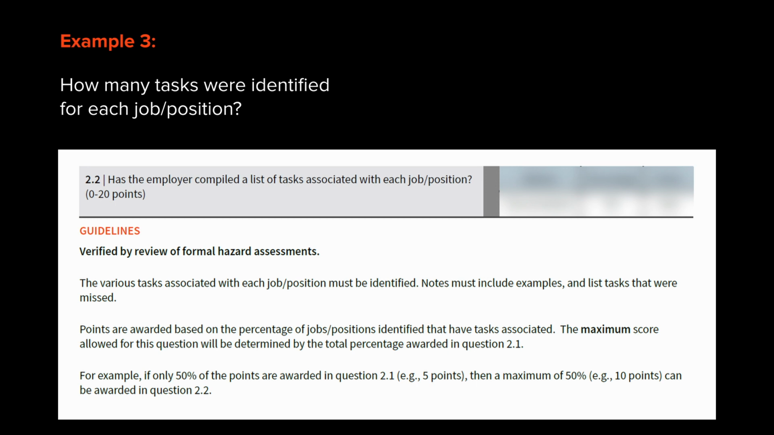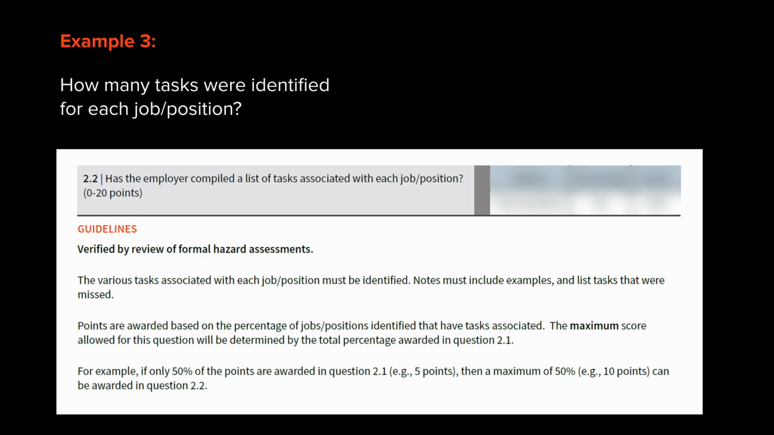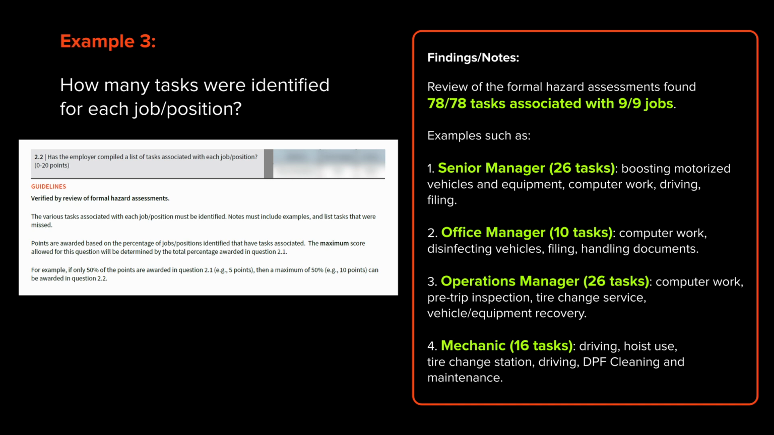Example 3 follows Example 2 because in this case, it's a cascading question from 2.1. How many tasks were identified for each job or position? In this case, the auditor's findings and notes must indicate that the review of the formal hazard assessment found 78 out of 78 tasks associated with 9 out of 9 jobs. Note that each job also indicates the number of tasks associated with it.